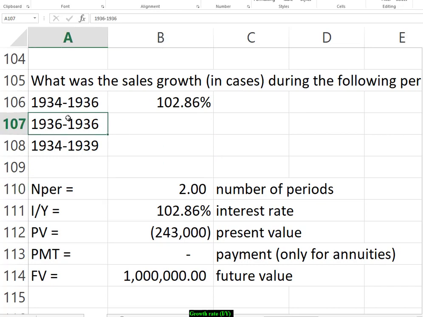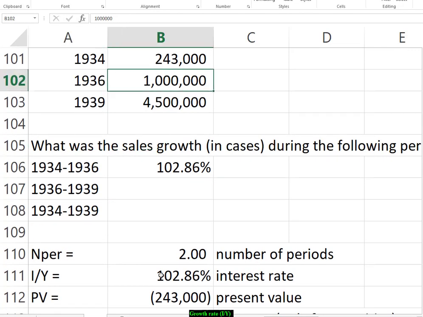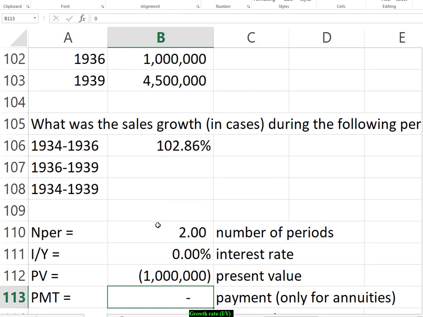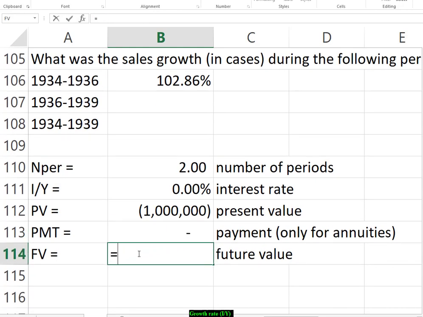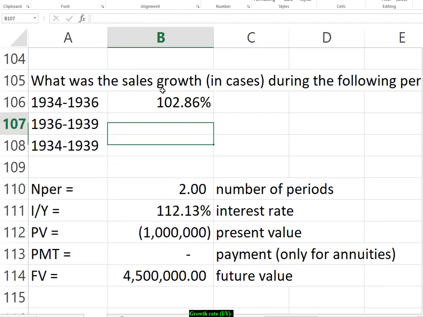Then from 36 to 39, in 36 we have 1 million. So that will become our present value with a negative sign. And then our future value is 4.5 million. So our future will be this one. And we got the second rate of growth, 112.13%.